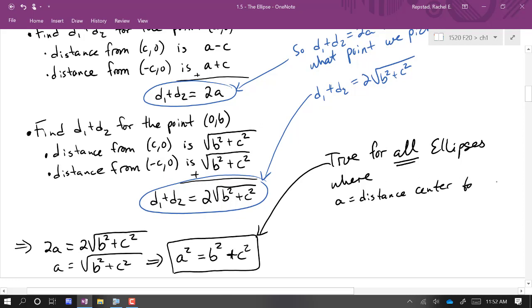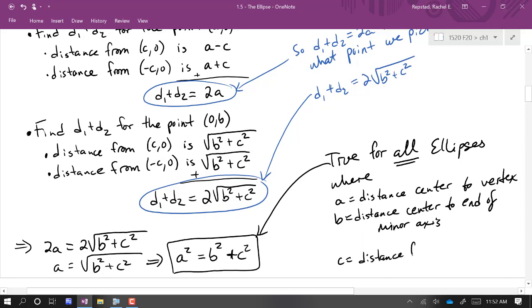So a is the distance from the center to vertex. b is the distance from the center to the end of the minor axis. And c is the distance from the center to focus. And this is a fact that comes in handy, maybe not for every ellipse problem, but often enough that I keep it front of mind when I'm working on ellipses.